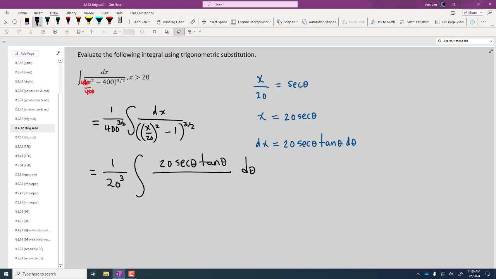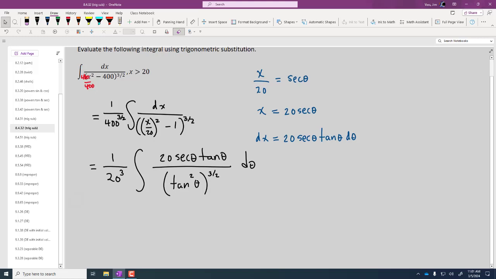And secant squared minus 1 is tan squared. That was the whole point. The whole point was that we wanted to combine these two terms in here to be mushed into one. And that's what trig sub does. If we do the trig sub, it allows us to turn the denominator into a single term, which then gives us a lot more flexibility when the denominator is one term.